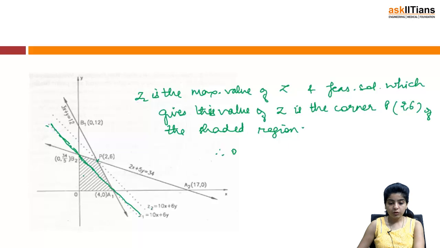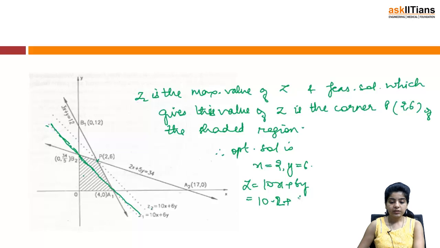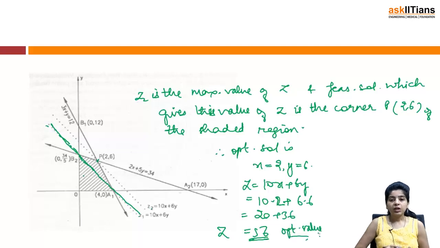and therefore the optimal solution is x equal to 2, y equal to 6, and z equal to 10x plus 6y. So 10 into 2 plus 6 into 6, that is 20 plus 36, that becomes 56, the optimal value, right?